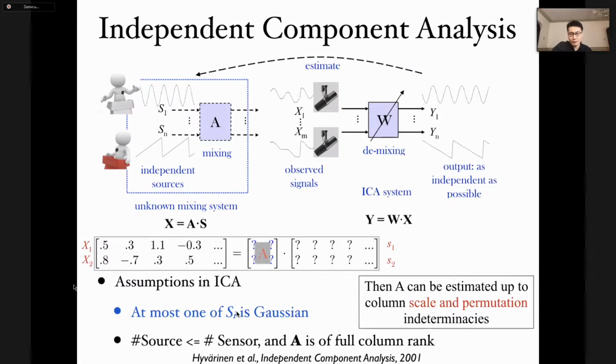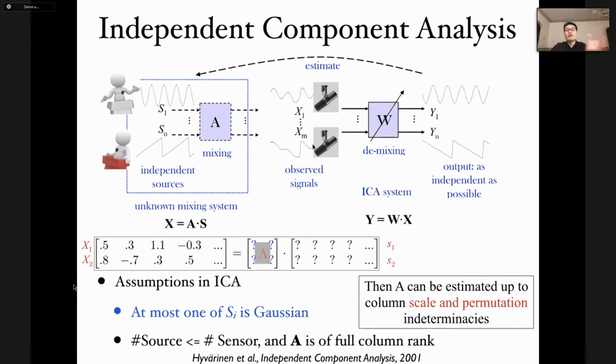What assumptions do we need? The first one is that at most one of the independent variables s_i's is Gaussian, at most one. Later you will see why we have to make this assumption. The second one says that the number of sources is either smaller than or equal to the number of observed variables, or sensors. So right here, n is not larger than m.